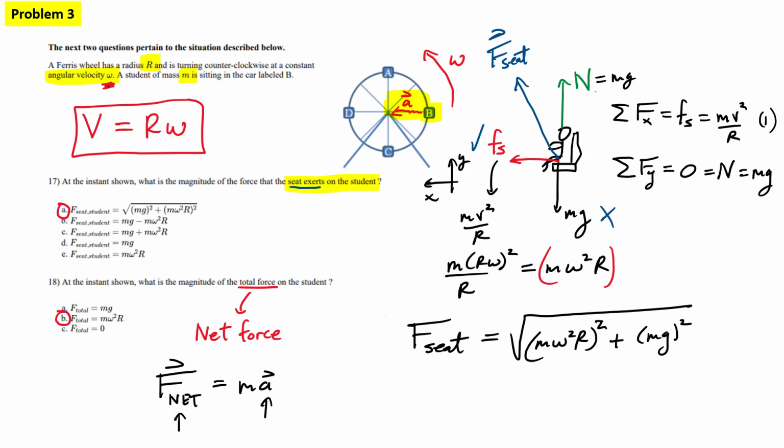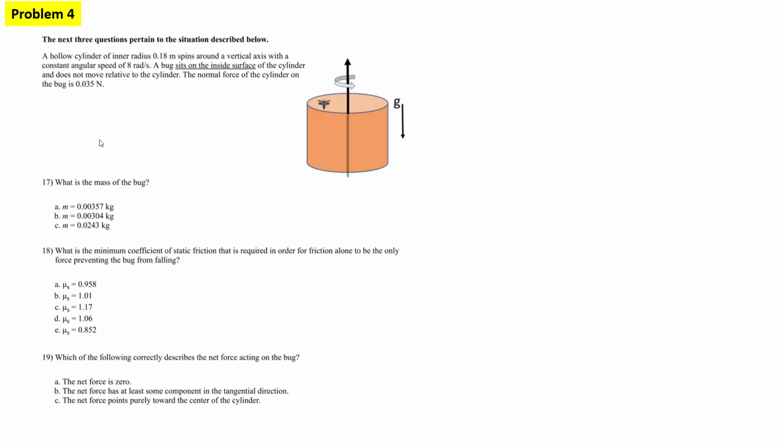All right, a little bit of a more difficult problem, I think. Hopefully you got this one. Let's go to the next one. Problem 4 says a hollow cylinder with an inner radius of 0.18 spins around a vertical axis at a constant angular speed of 8 radians per second.